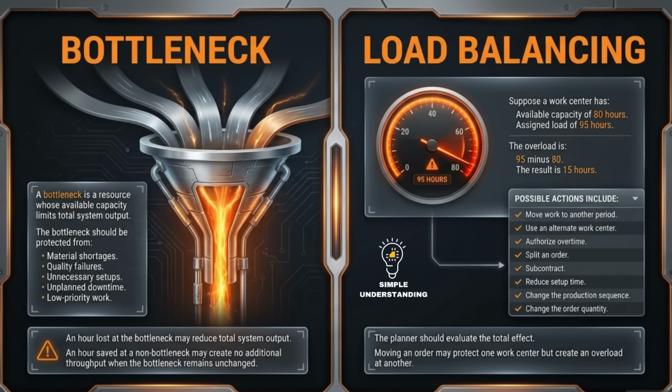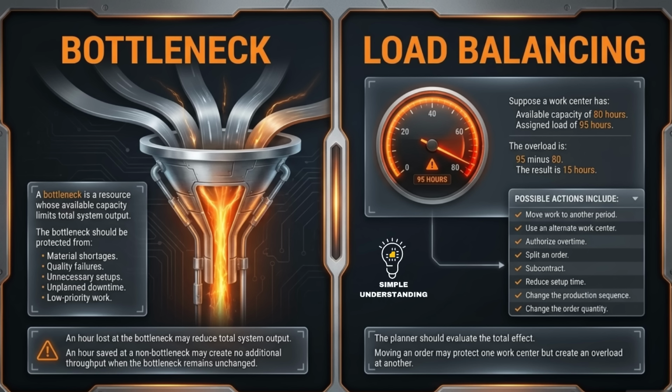Load balancing. Suppose a work center has available capacity of 80 hours, assigned load of 95 hours. The overload is 95 minus 80. The result is 15 hours. Possible actions include move work to another period, use an alternate work center, authorize overtime, split an order, subcontract, reduce setup time, change the production sequence, change the order quantity.